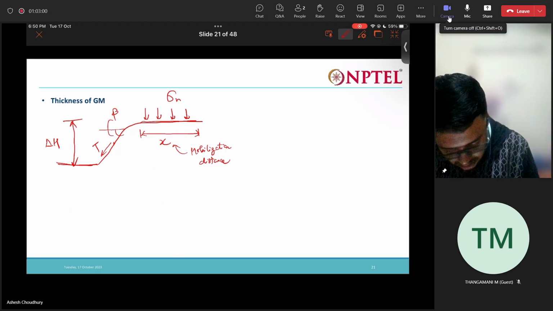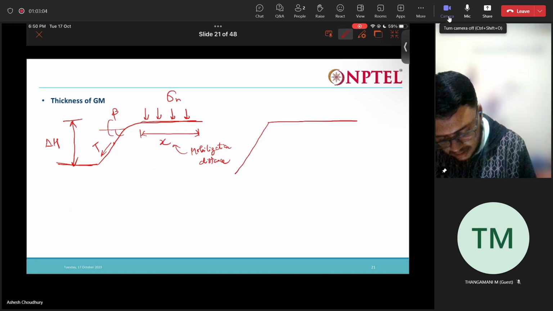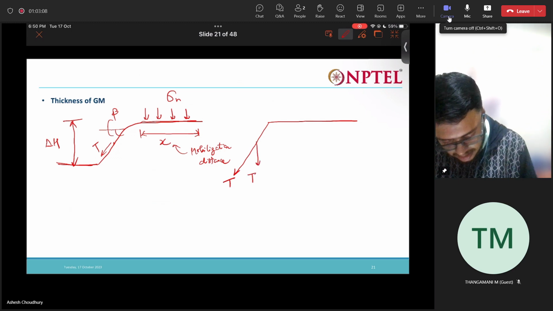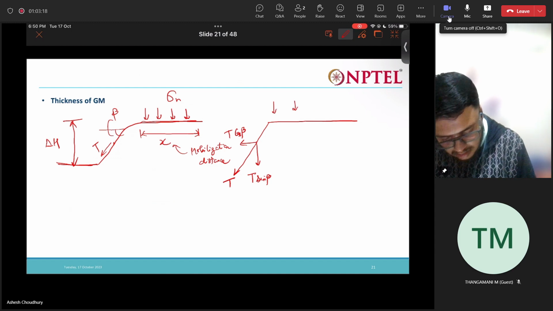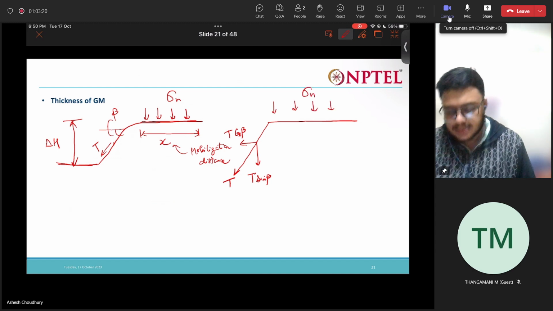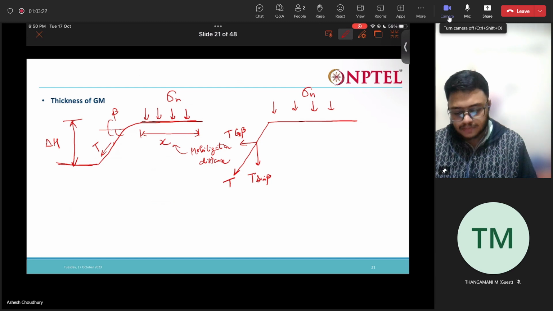So we have this tension T, this is T sine beta, T cos beta. This much normal stress is acting.